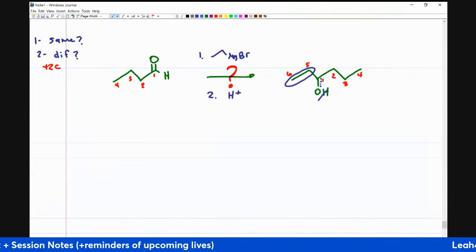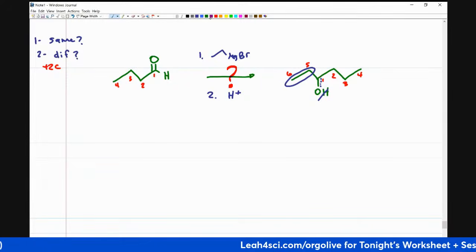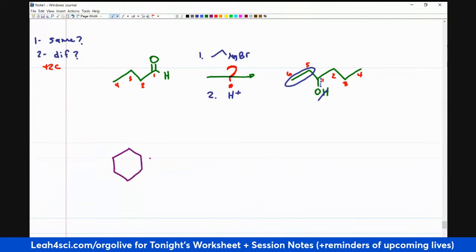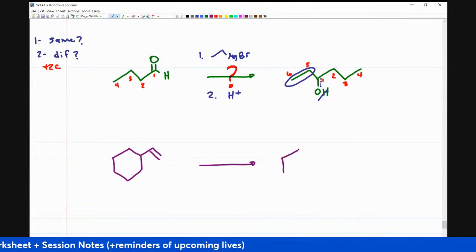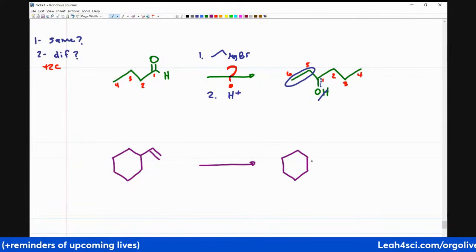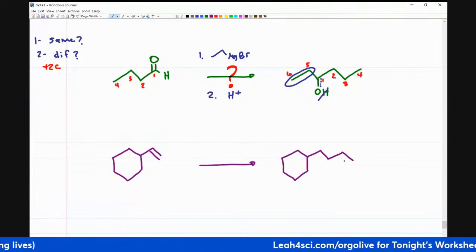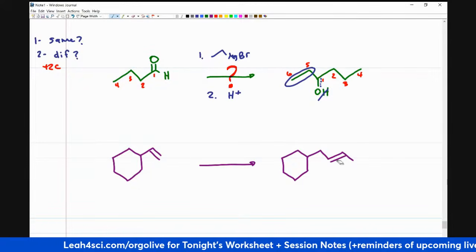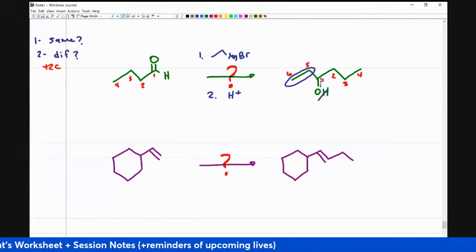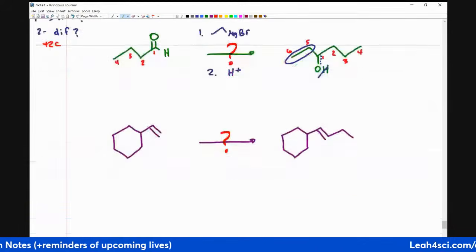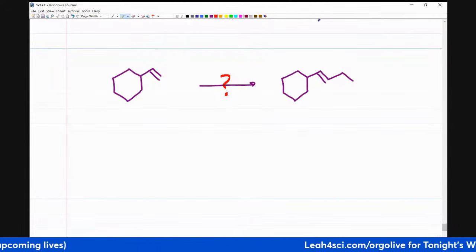All right, so let's then do another one. Let's see, let's make this a little bit more complex. Say you have a molecule that looks like this, and somehow, some way, you have to turn it into a molecule that looks like this. You know what, let's do this. Okay. What do you think? Easy, medium, or difficult? And how would you approach it?